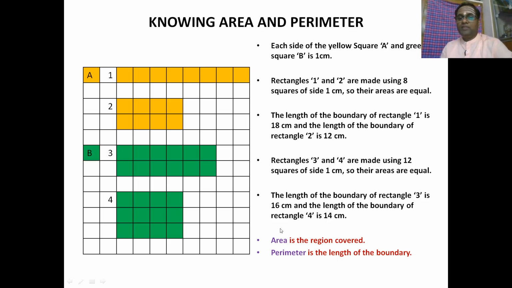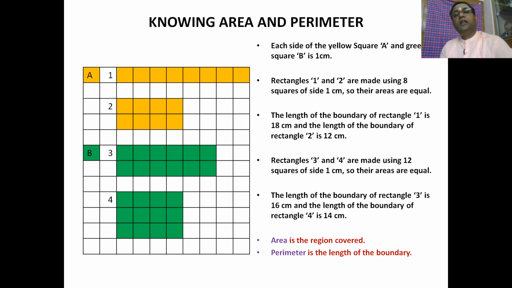So once again we shall know the definition of area. Area is the region covered. Region covered is represented by the number of square boxes, and perimeter is the length of the boundary of the shape. Here we shall move along the periphery or the boundary and we shall find the total length of the boundary to know the perimeter of a rectangle.